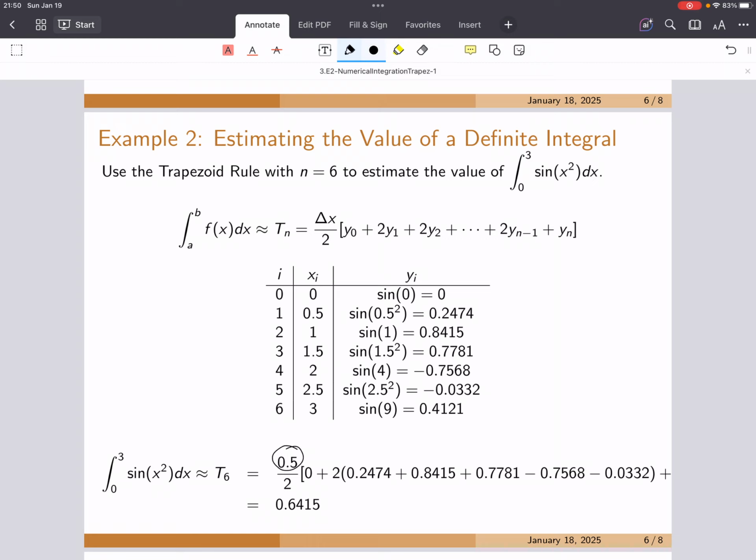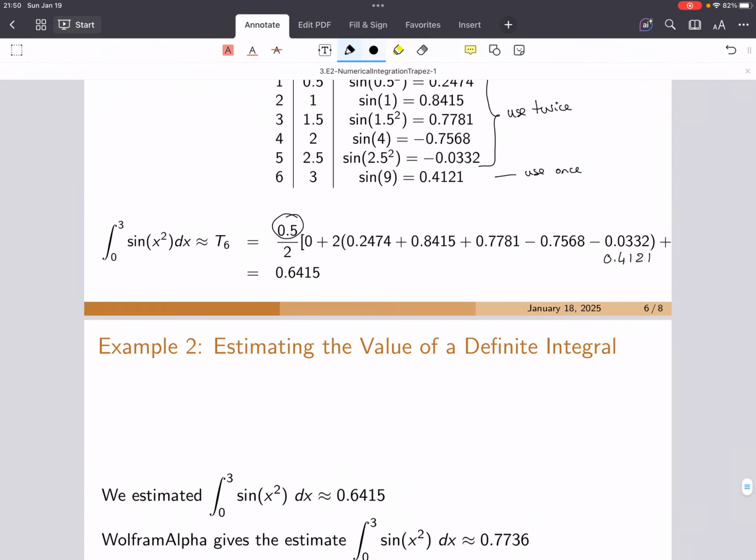We use all of the interior data points. We use these twice. And so that one is used once. And the very last one, you use it once. Oh, and I see that it has fallen off the page here. So let me see, I need to add 0.4121 here. Once you put that into the calculator, that evaluates to 0.6415.